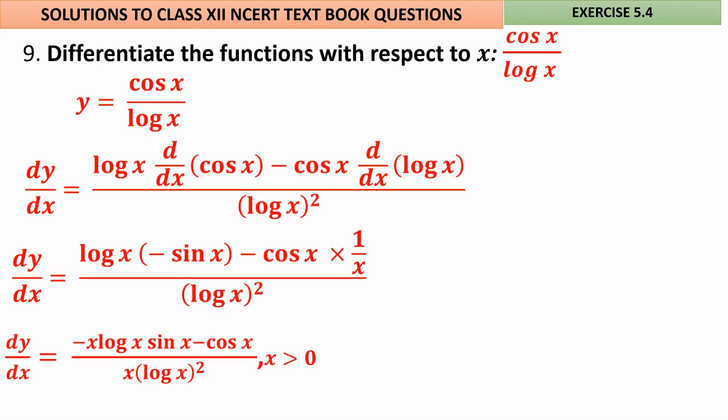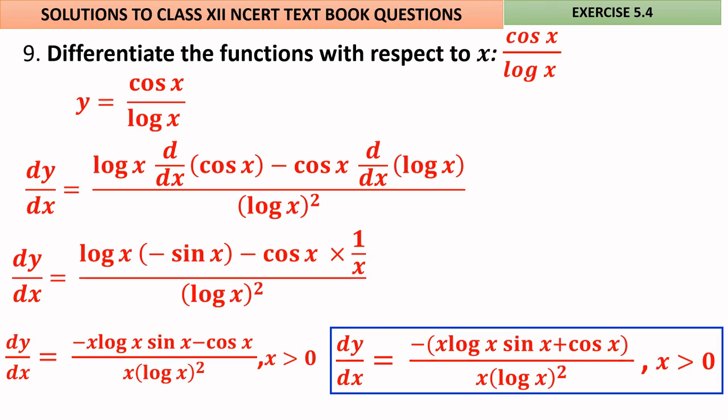By taking x as the LCM in the numerator, it is minus x log x sin x minus cos x, by x into log x the whole square. x should be greater than 0 because it cannot be negative. And you can arrange it accordingly and give the answer like this also by taking the minus sign outside.